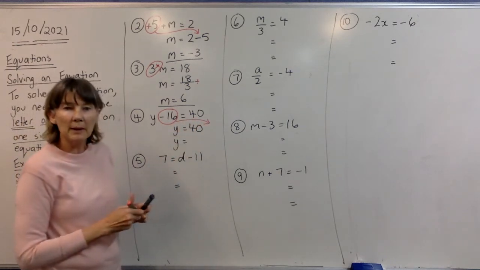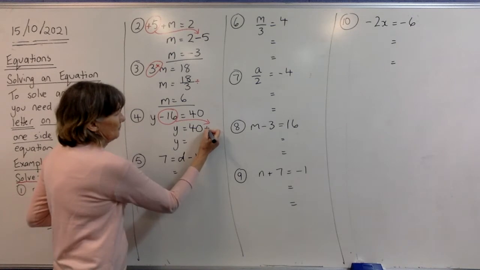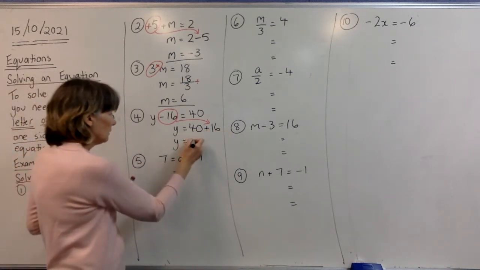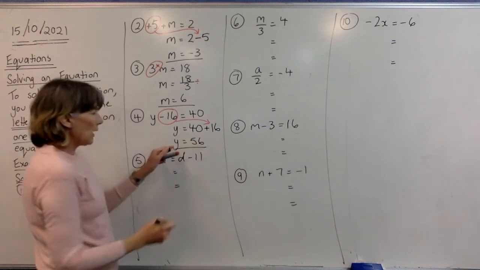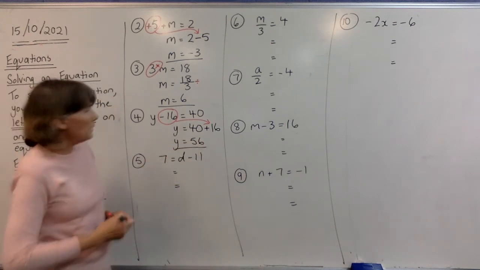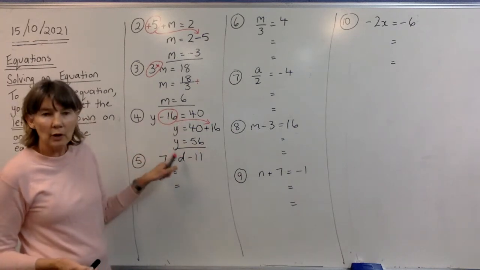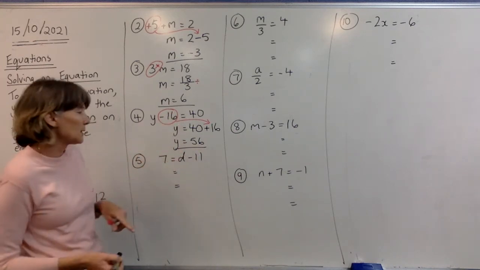We're going to do the opposite. What's the opposite of minus? Plus. So we're plussing 16. Go to your calculator. And we end up with y equals 56. I don't want to see anyone just writing 56. Okay? It's got a left and a right. You've got to have that y equals 56.